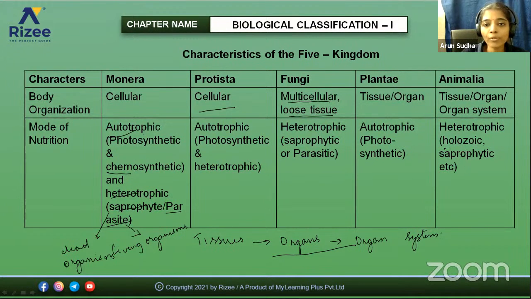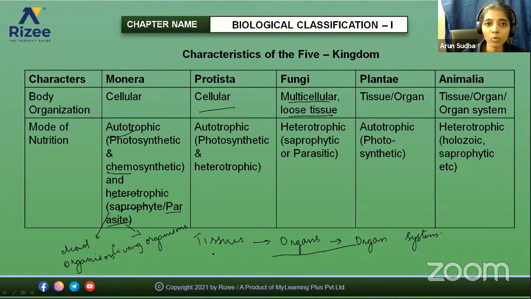And the mode of nutrition is holozoic, that is ingestion. They take in other food materials, and also saprophytic. So the animals have holozoic, saprophytic and other modes of heterotrophic nutrition. So on the basis of these characteristics, that is cell type, cell wall, body organization and mode of nutrition, organisms are classified into 5 kingdoms. So I hope you're clear with this classification.